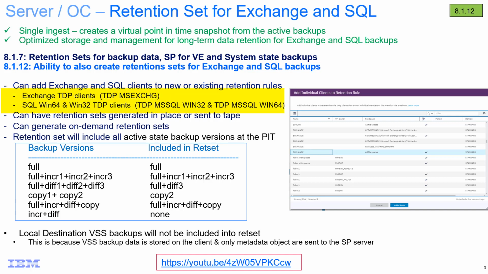You can tell if you have an Exchange client by looking at the client and then the platform and seeing if it says TDP MS Exchange. Likewise, you can tell for the SQL Win64 and Win32 TDP clients because they'll show up as TDP MS SQL Win32 and TDP MS SQL Win64 in the platform column.